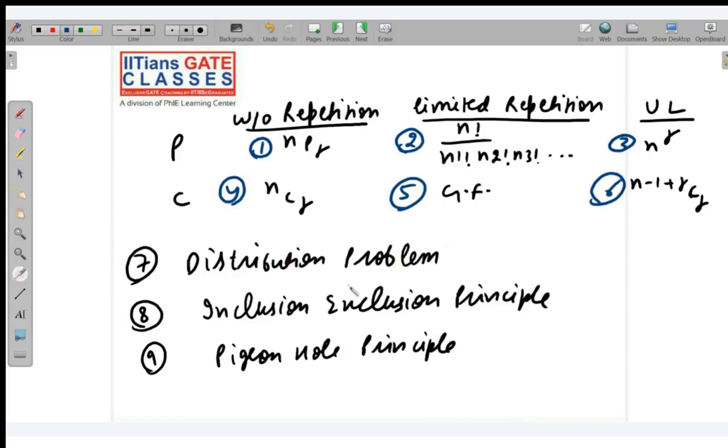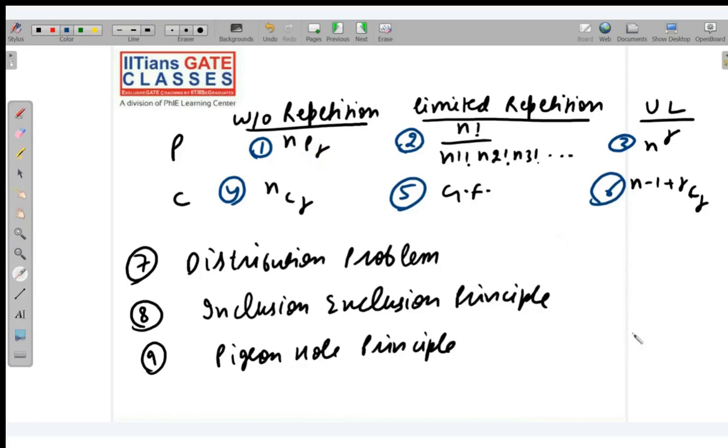Then the 7th is distribution, the 8th is the inclusion exclusion principle, and the 9th is the pigeonhole principle. So in total 9 categories we have to study. Whenever a question comes, you first check which category it is and accordingly apply the formula. Like if you identify that it is permutation without repetition, immediately you apply the formula nPr and get the answer. Please take a snapshot. I will jump to the next slide.